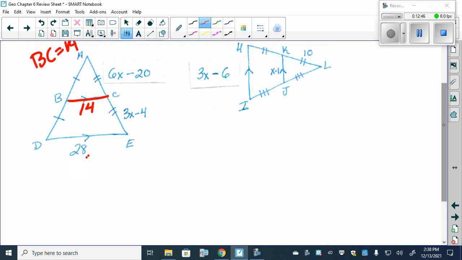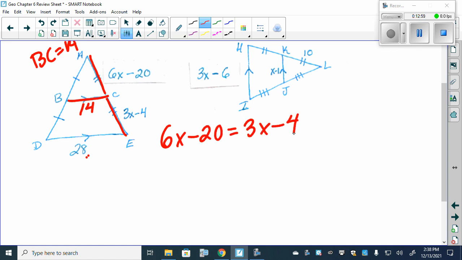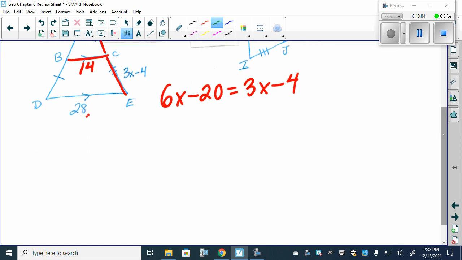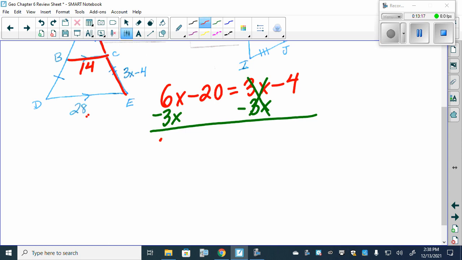Now we want to find CE. Well, AC and CE are congruent. They're the same. So we'll set them equal to each other. So we're going to have that 6x minus 20 is equal to 3x minus 4. We need to solve for the value of x and then plug back in. The first thing we could do is subtract 3x from both sides. Here the 3x and 3x would cancel. Here 6x minus 3x is 3x, minus 20 is equal to negative 4.